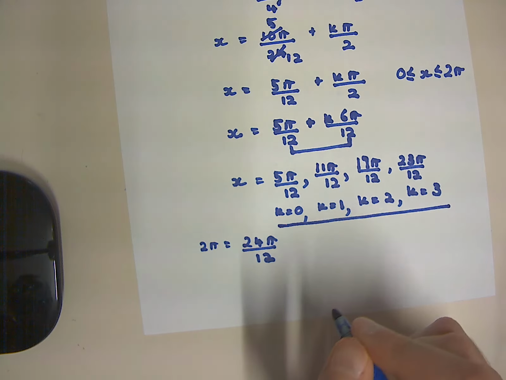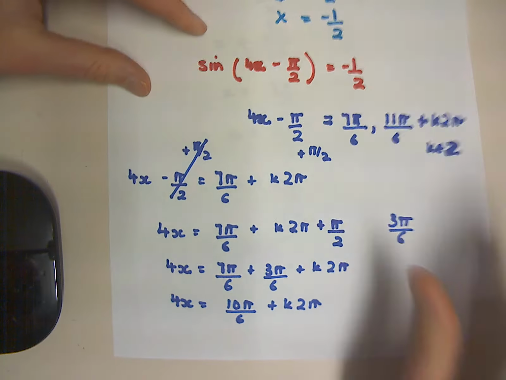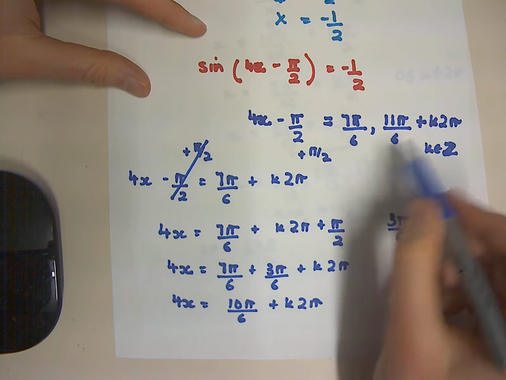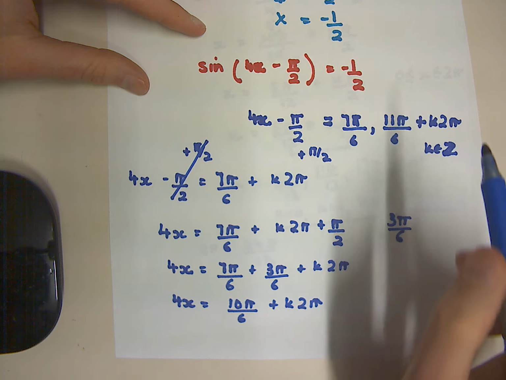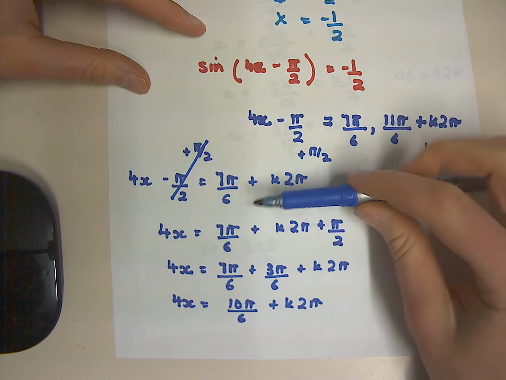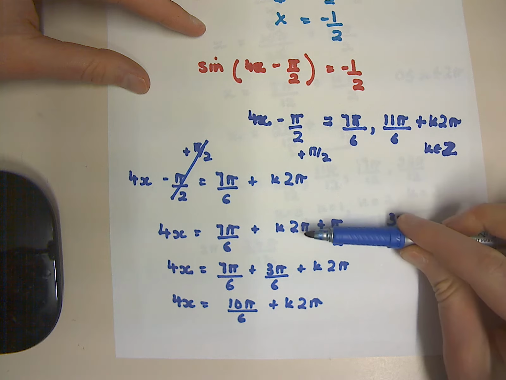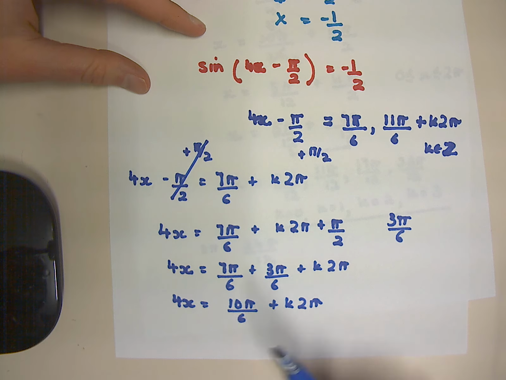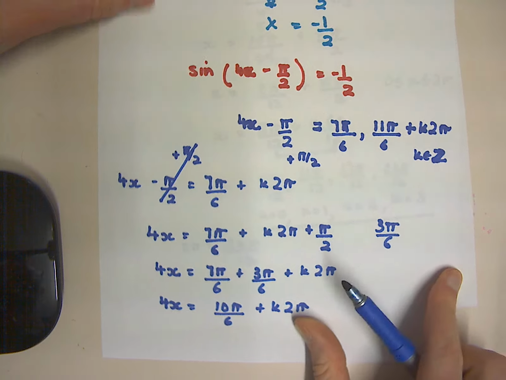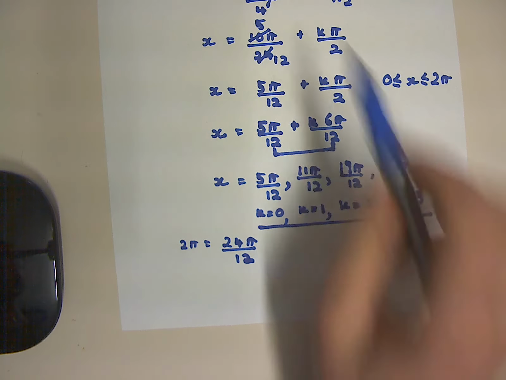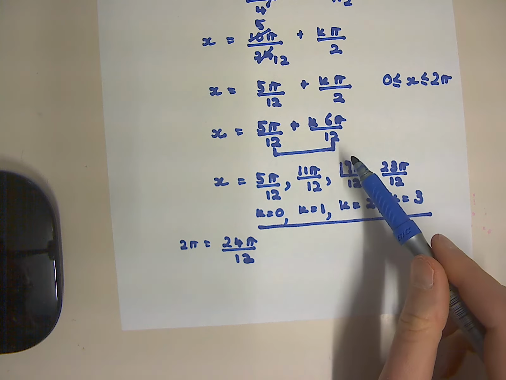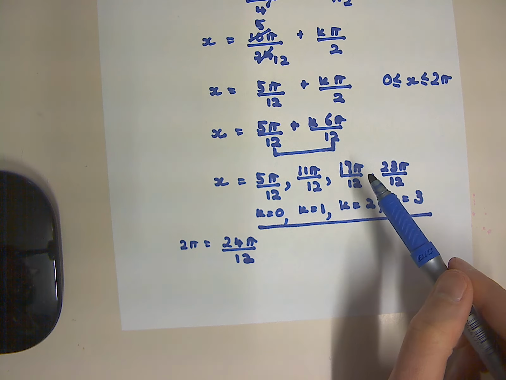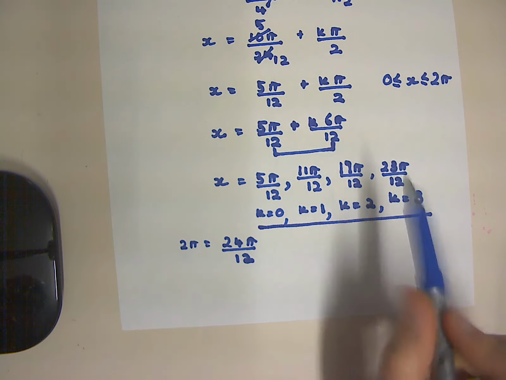Now, that's only half the solutions though. We said that 4x take pi on 2 equals 11 pi on 6 plus k2 pi. But it would be exactly the same process. We would add pi on 2 to both sides, adding it to the 11 pi on 6. We would then divide both sides by 4, and then we would work it through. And so that would give us another set of solutions. I'm not going to show you how to do that.